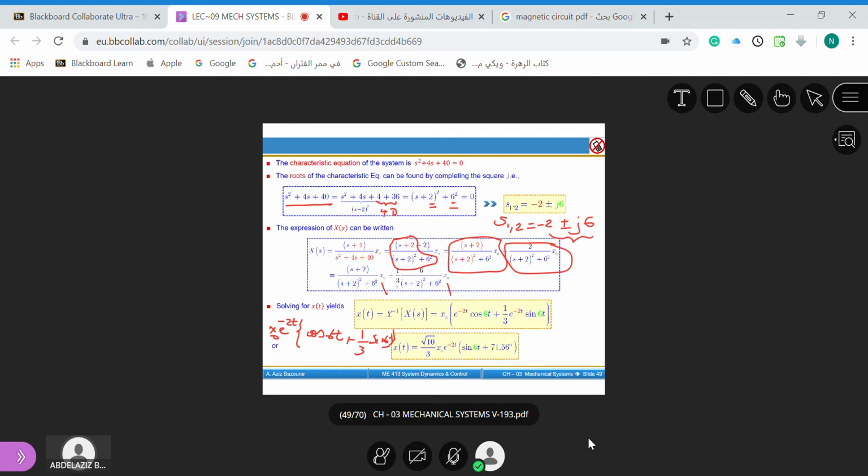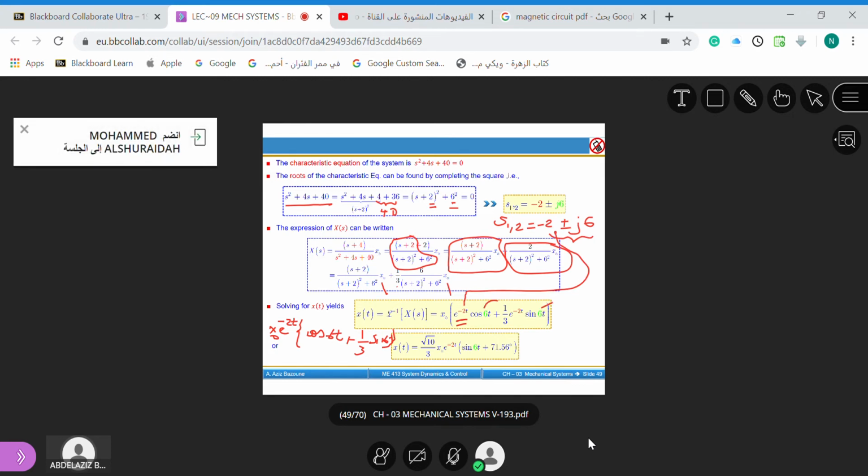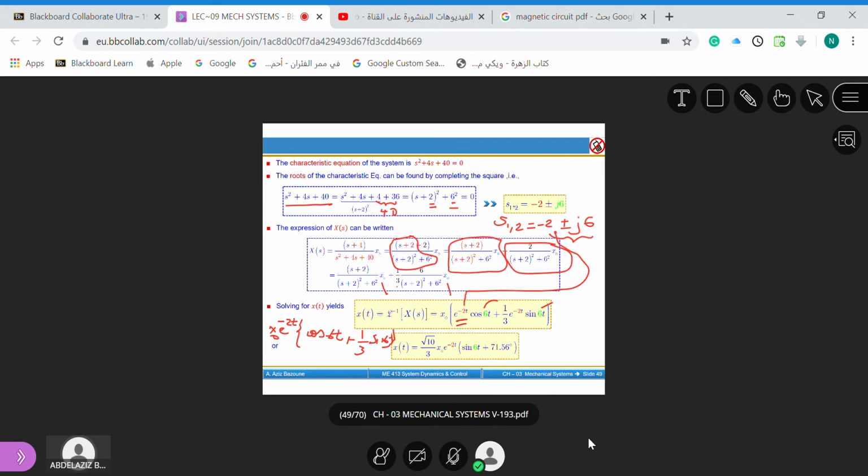So the solution will be a decaying term, which is exponential minus 2t, and that minus 2 is the real part of the pole. Cosine 6t and sine 6t are the sinusoidal terms, and they are provided from the imaginary part of the pole. We can combine them into just one term, either sine or cosine. When we put a sine term here, we put plus 71.56. I will show you in detail how to get from here to here.